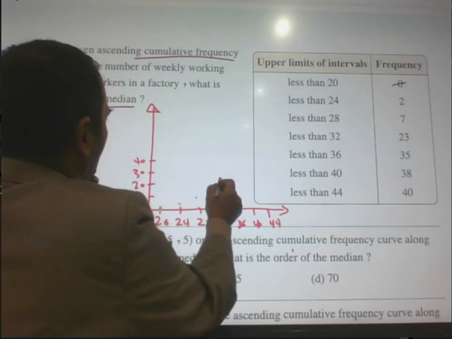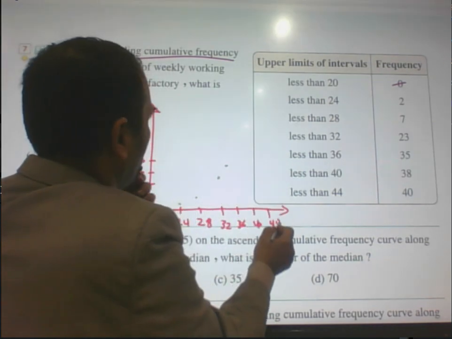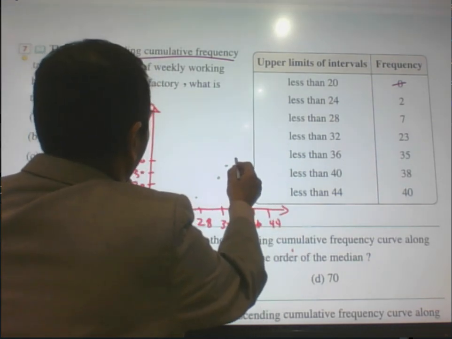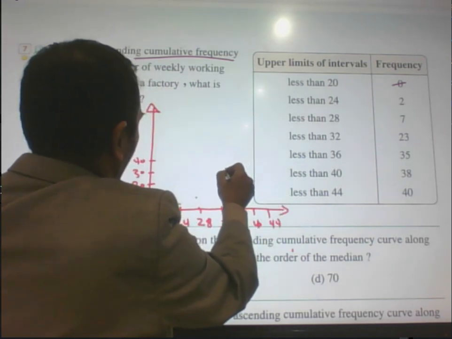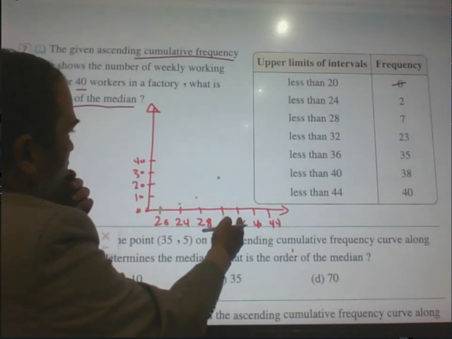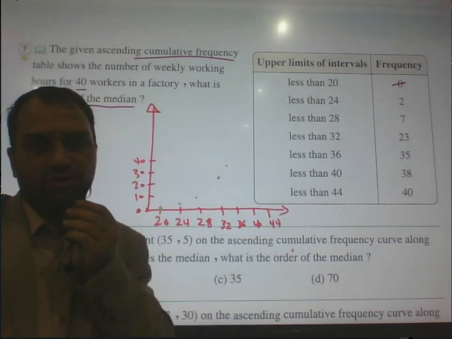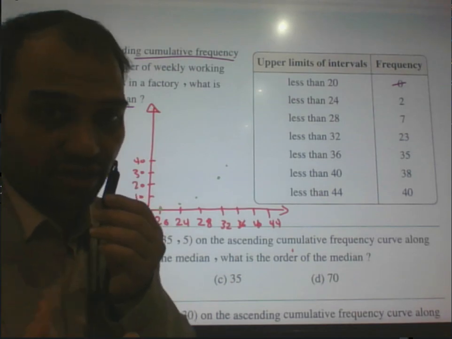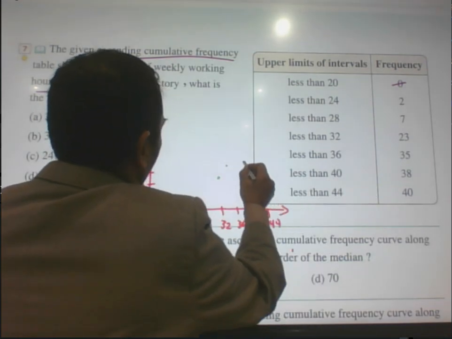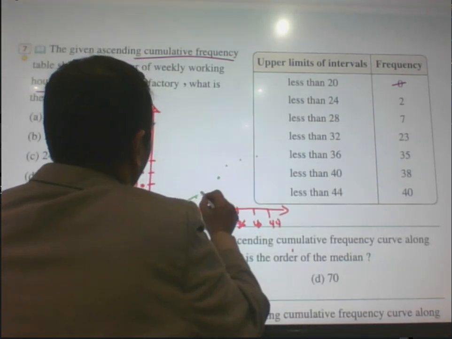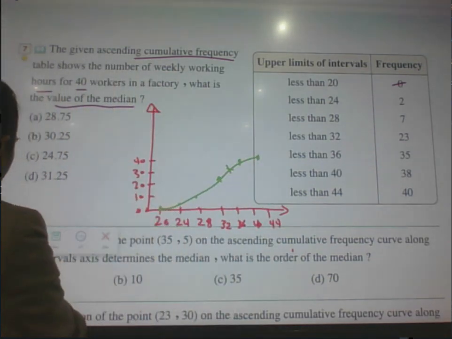After 20 by 3 places, and next to 35, 35 here. And also 38, and last one 40. You can draw it in your table or in your graph notebook to find the exact answer. You can draw like this.